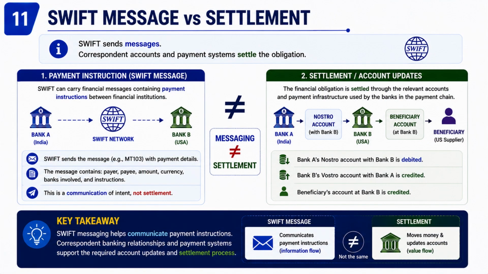Swift message versus settlement. Now we come to a critical distinction. Swift messaging and settlement are not the same thing. Swift can carry financial messages containing payment instructions between financial institutions. Settlement, however, involves the relevant accounts and payment infrastructure used by the banks in the payment chain. In simple terms, Swift helps communicate the payment information, while the banking relationships and payment systems support the required account updates and settlement process. Remember this clearly. Messaging is not the same as settlement.